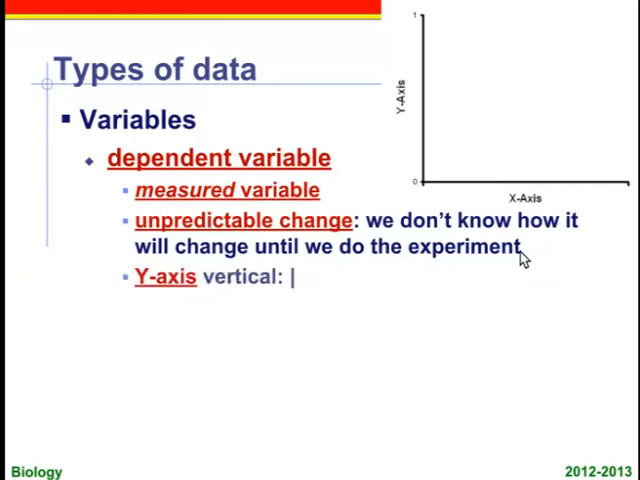Now, when we graph variables, or when we plot out our graph, the dependent variable goes on the vertical axis, or what we call the y-axis. Okay?